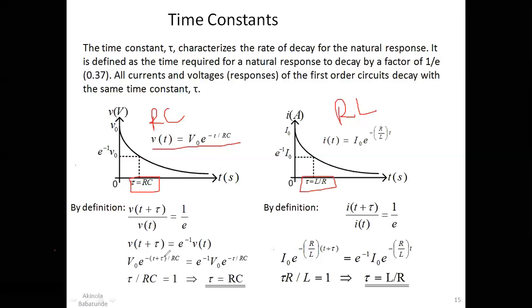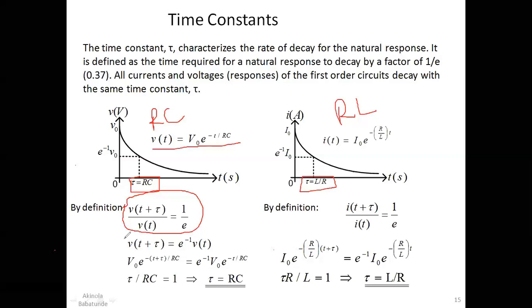Okay, so how we obtain this tau equal to RC is what is proved here. I'm not going to go through this proving. The only thing I think you should know here is the first expression. By definition, 1 over E is equal to V of t plus tau over V of t.